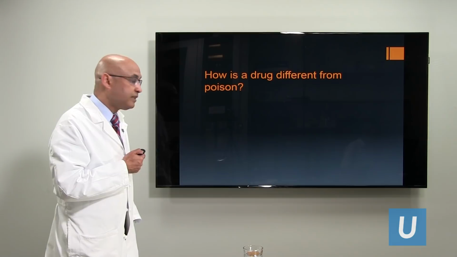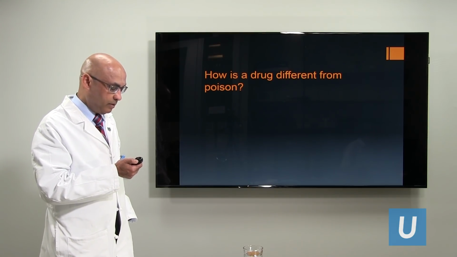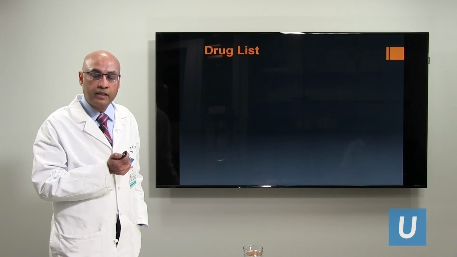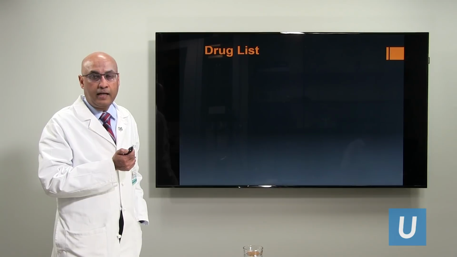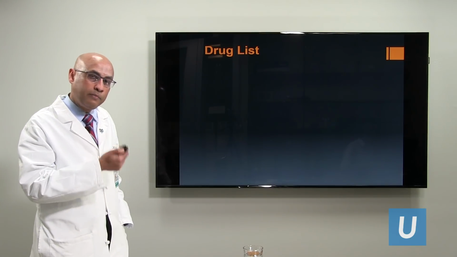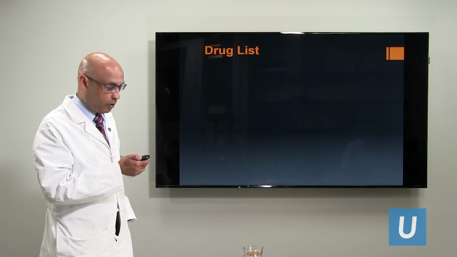So sometimes the definition is very vague between a drug and a poison, and that's where the drug errors and medication errors come in. And that's where the patient comes in, being your own advocate. So knowing more about medications, how to take them, and asking the right questions are very, very important.